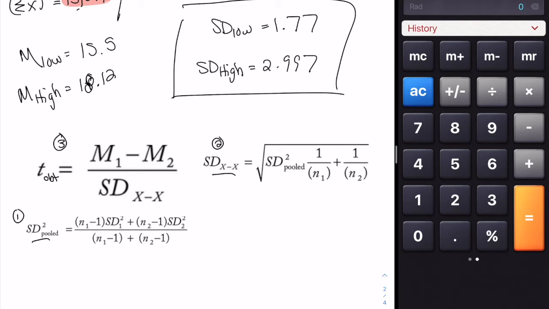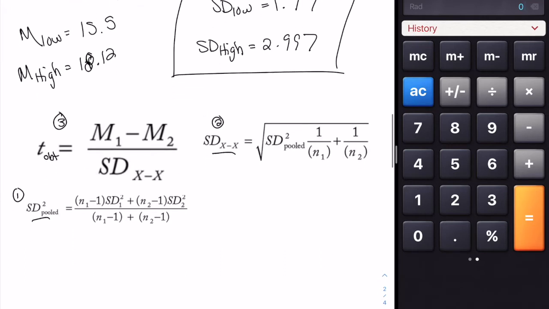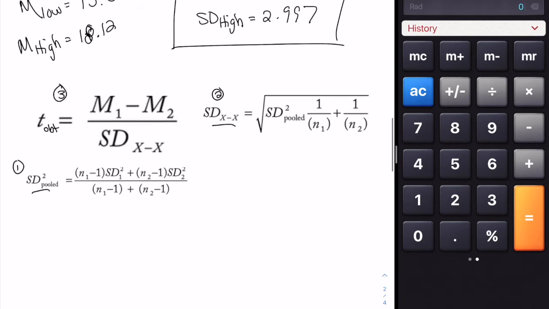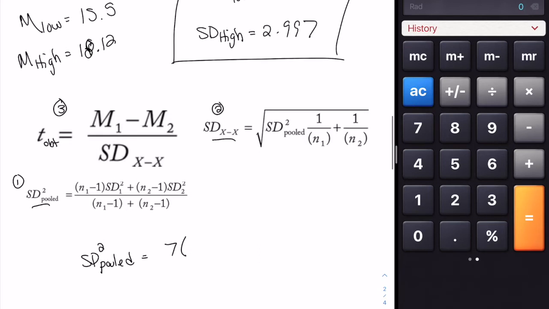Okay? So let's start with that pooled variance first. Pretty easy, actually, if we're careful with our arithmetic. We've got SD squared pooled equals n minus 1. Our n's are both 8, so 7 times variance, which is SD squared. SD low squared is 1.77.